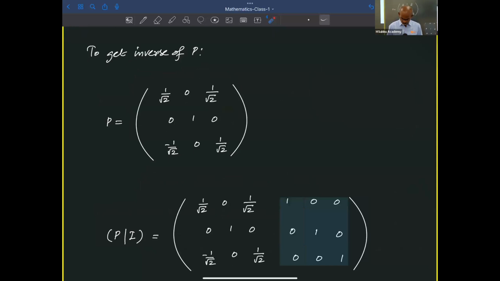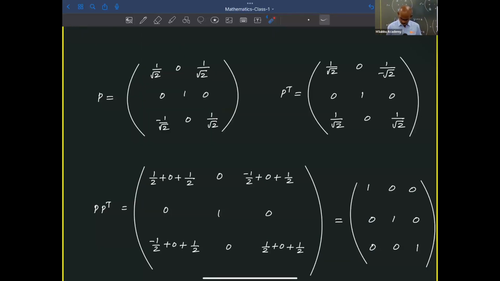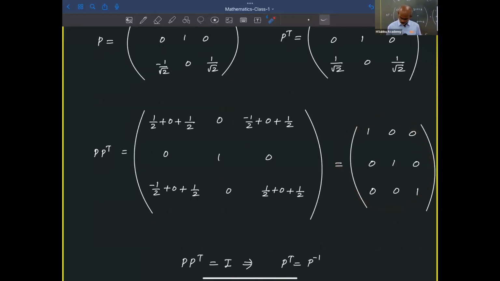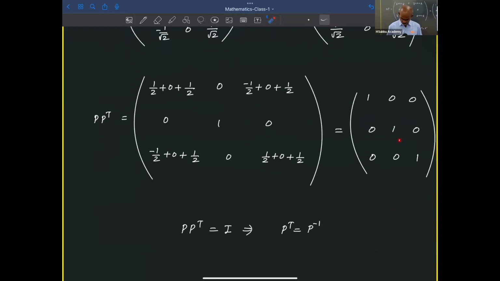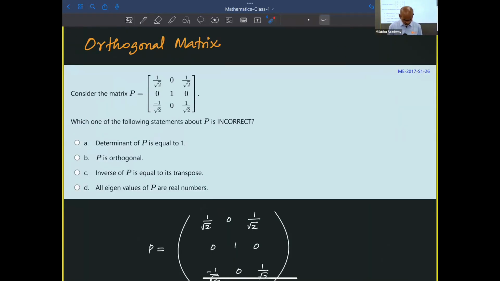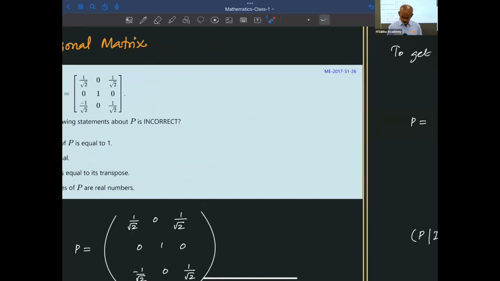Okay. And if that assumption is valid, this multiplication should lead to identity. So in that case, this P transpose is definitely equal to P inverse. Okay, here it is coming, so it is valid. So P transpose is equal to P inverse. So this is valid. So in that way also you can prove.